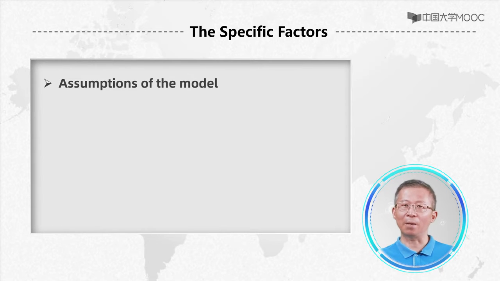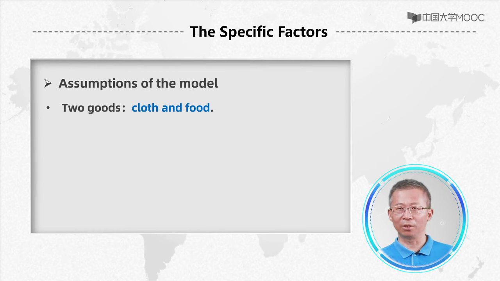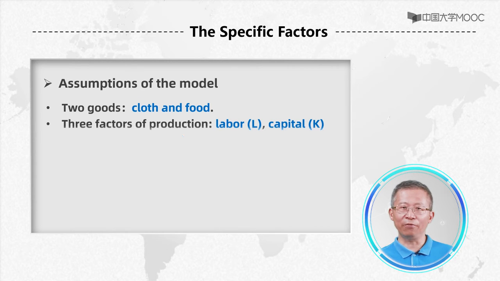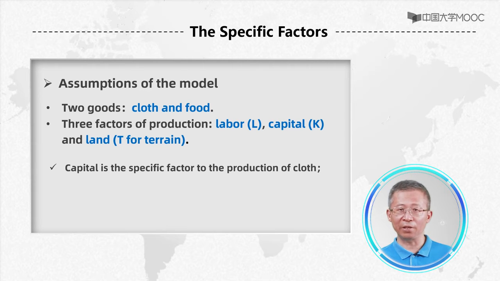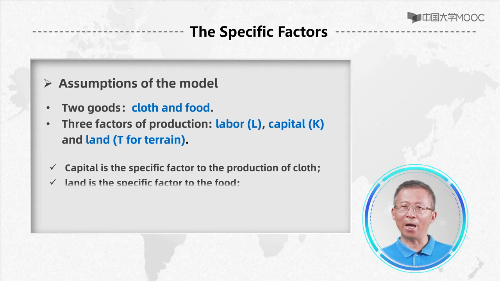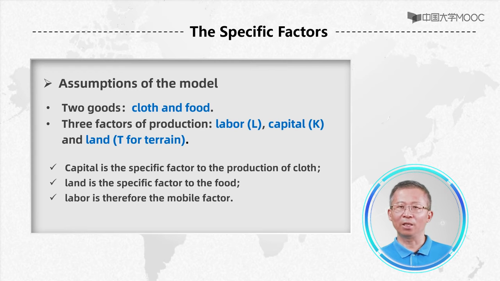Remember our assumption: two goods, clothes and food. Three factors: labor, capital, land. Capital is the specific factor to the production of clothes, while land is the specific factor to the food. Labor, therefore, is the mobile factor.